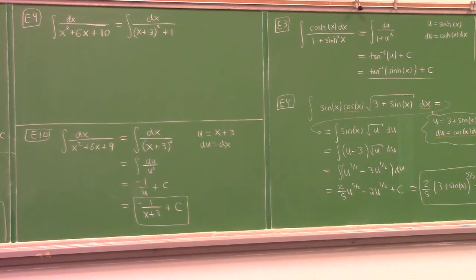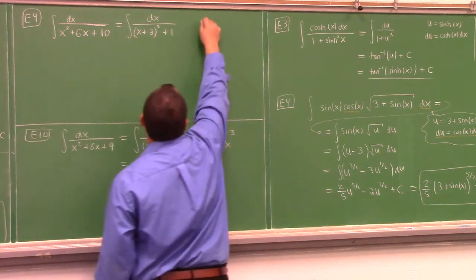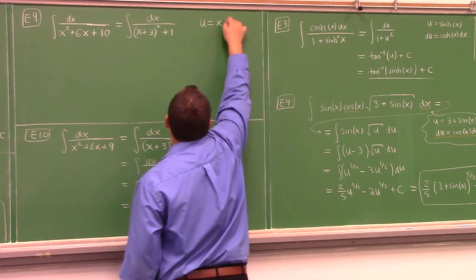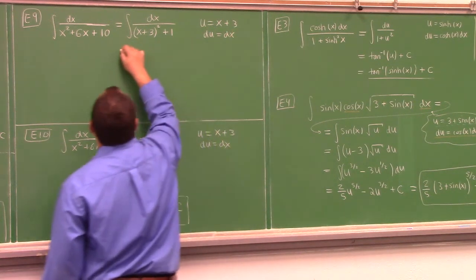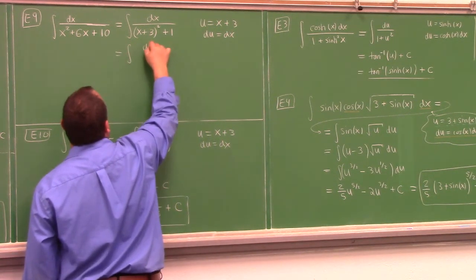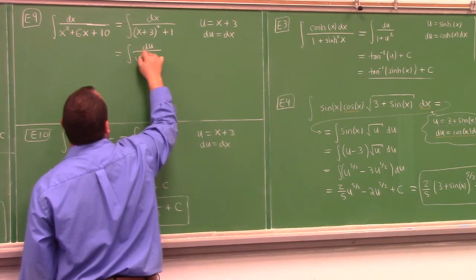Aha. But now we should make your u substitution. Make your u equal x plus 3 substitution, because then du is dx. That's one nice thing. And this is just straight up the integral of du over u squared plus 1, which is what?